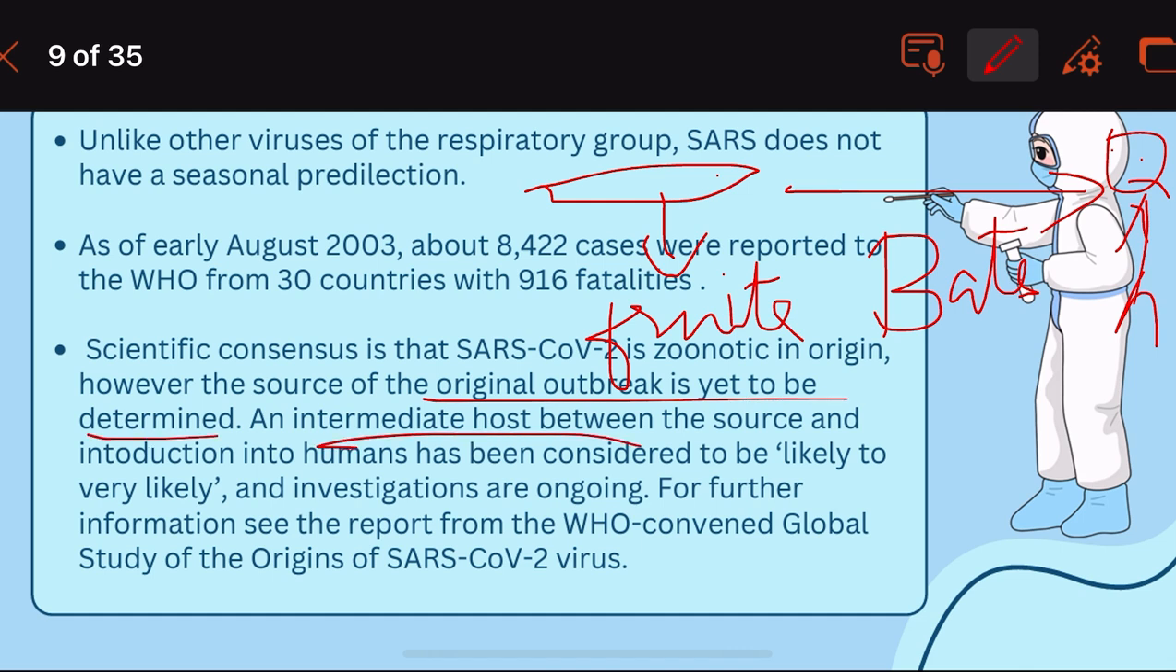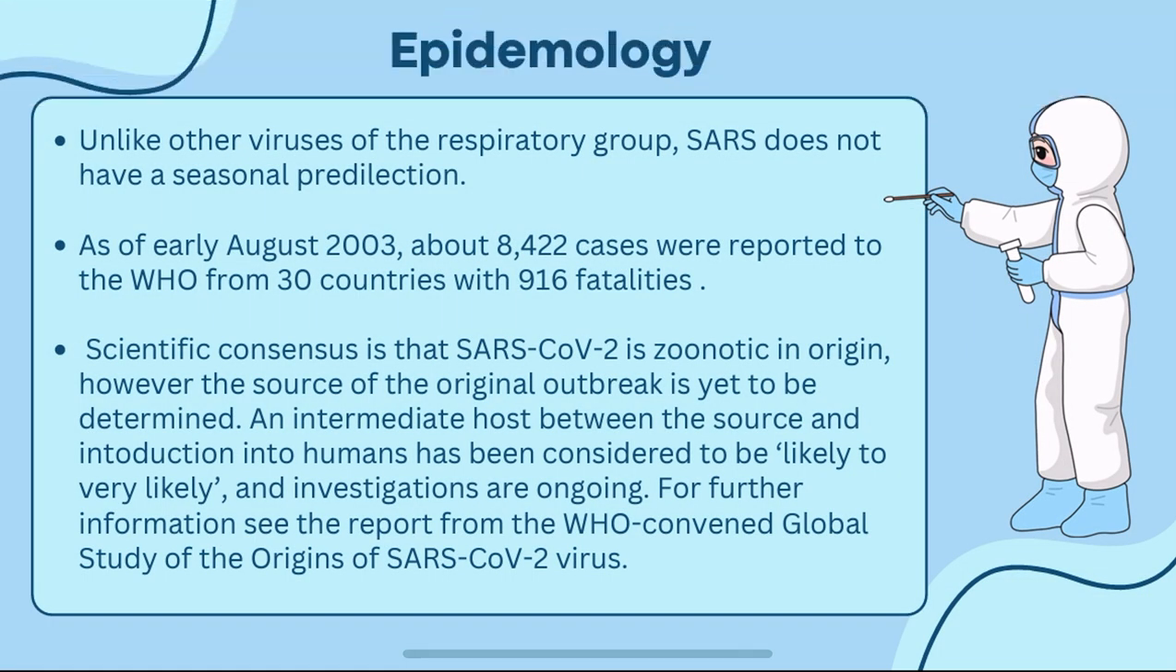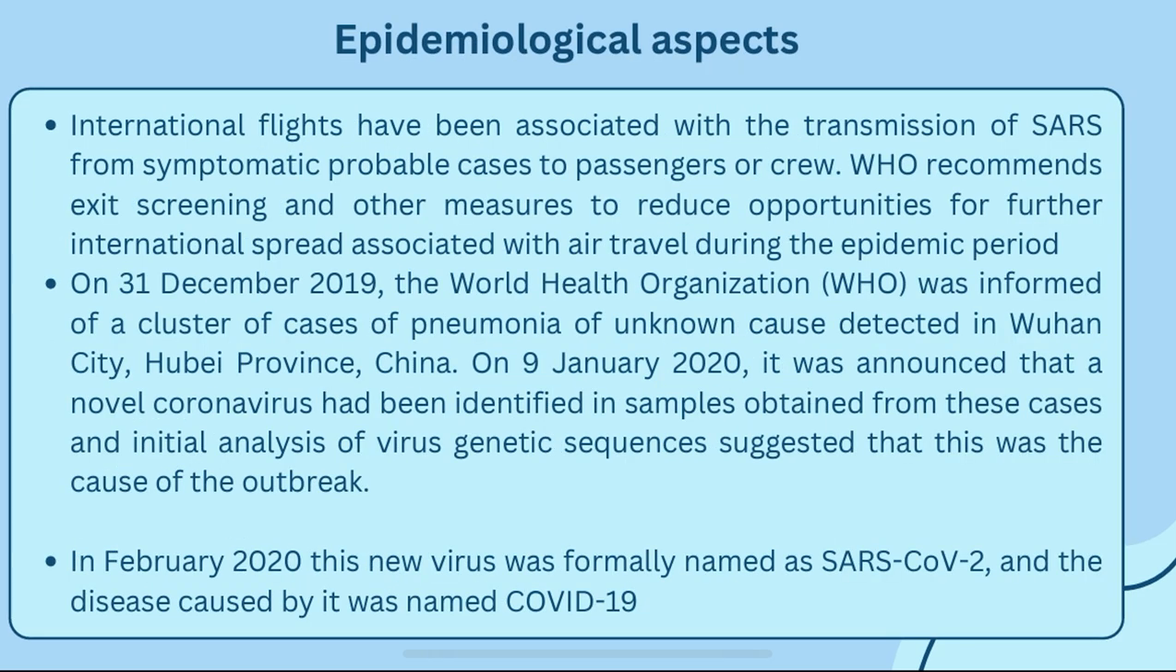The intermediate host between the source and the introduction into humans is considered to be likely to very likely, and the investigation is still ongoing. For further information, see the reports from the World Health Organization convened global study of the origins of SARS coronavirus 2. If you're interested, you can study it in further detail on the website.